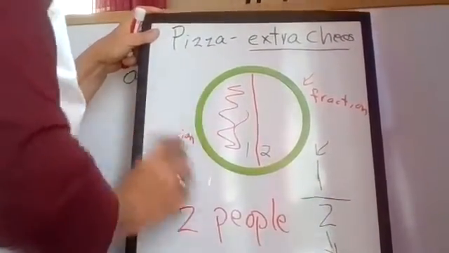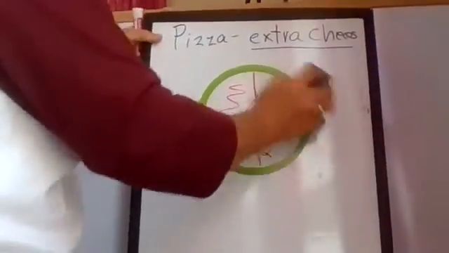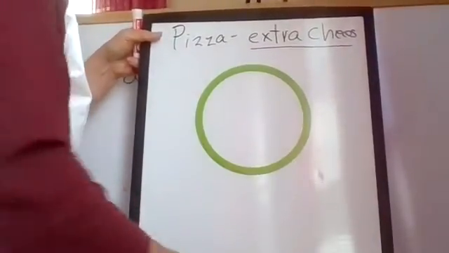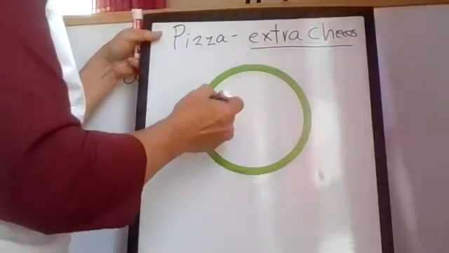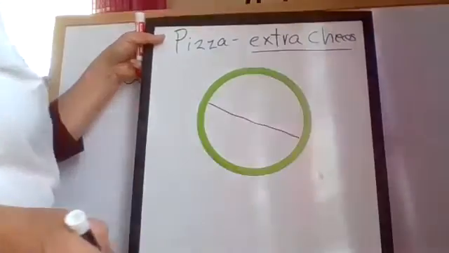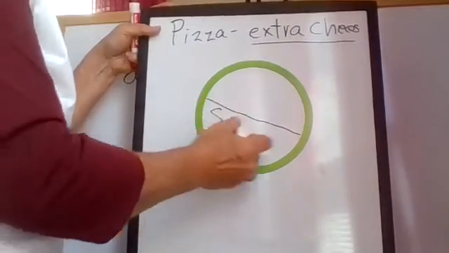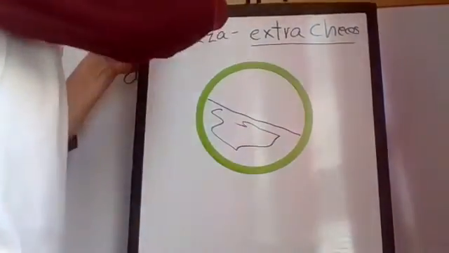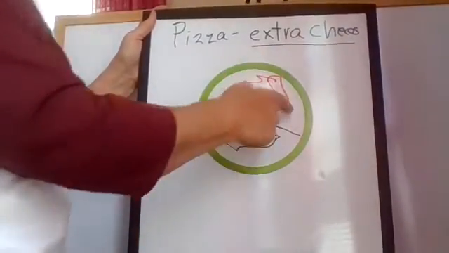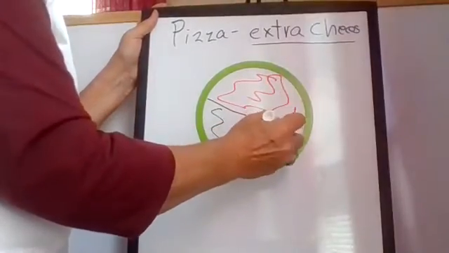Okay, now let's try it again. This time, I'm going to divide my pizza a little bit differently, and let's see if we still have 1/2. This time, I'm going to divide my pizza like this. How many pieces do I have? I have 2 pieces. There's 1. There's 2. Okay, there's my side. That's the extra cheese side.